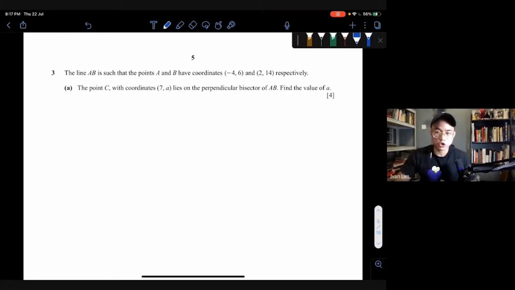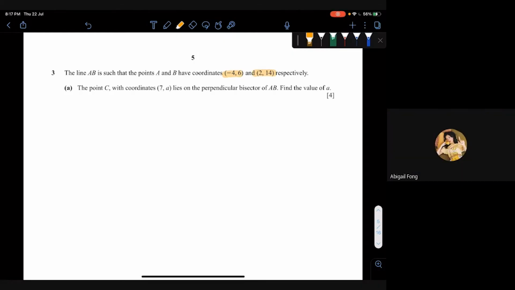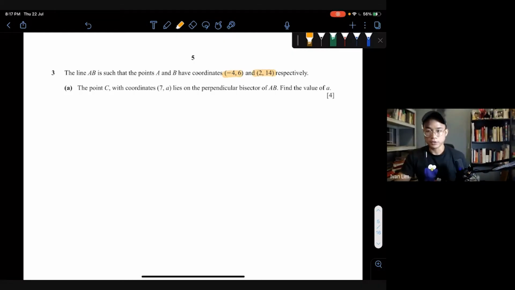Okay, so this is straight line equation. What do we have here? We have A, we have B. Point C lies on the perpendicular bisector. Okay, but it's not the midpoint, it just lies on the perpendicular bisector. Whenever you come across questions related to lines, I advise you to sketch it out, so that you can picture it.